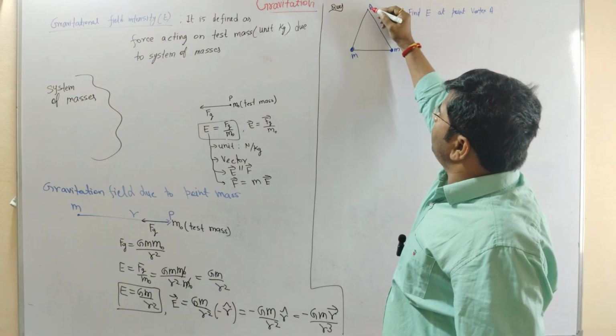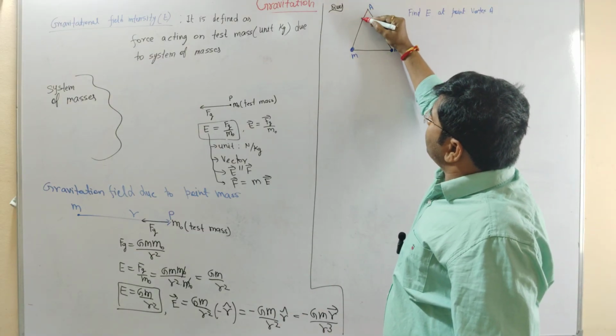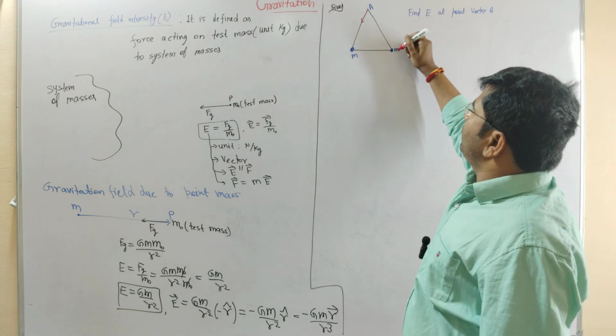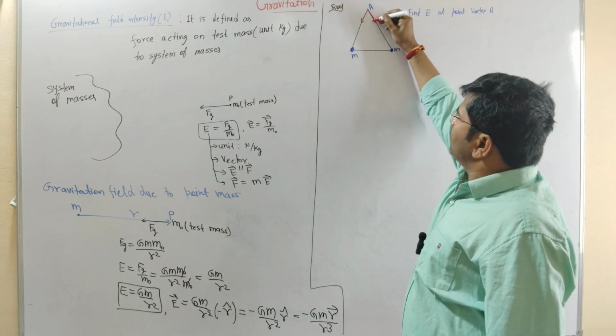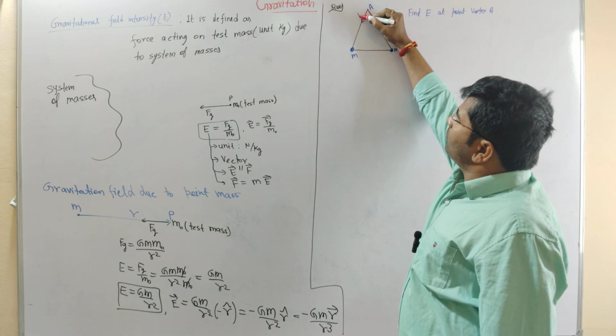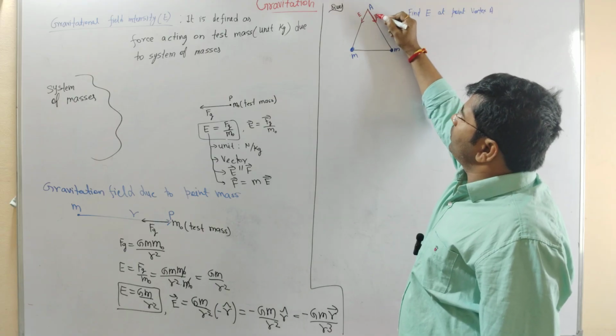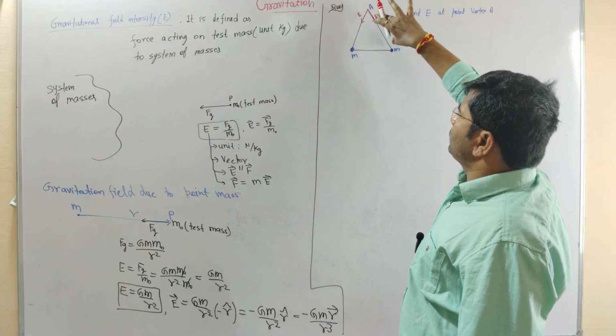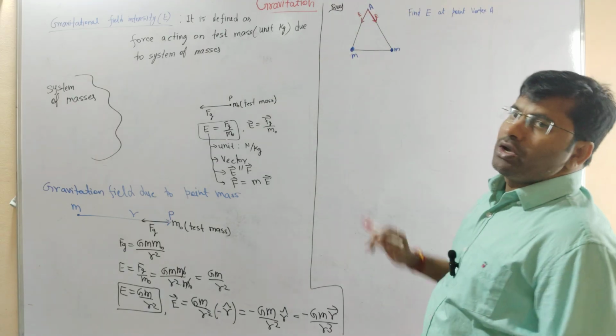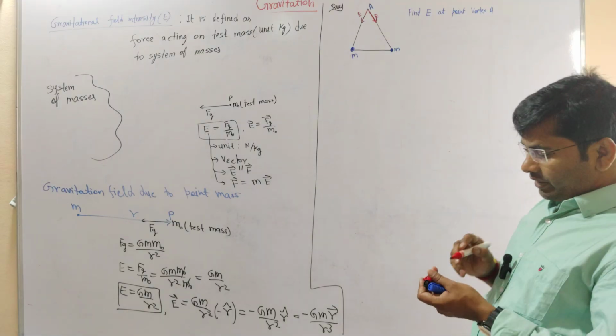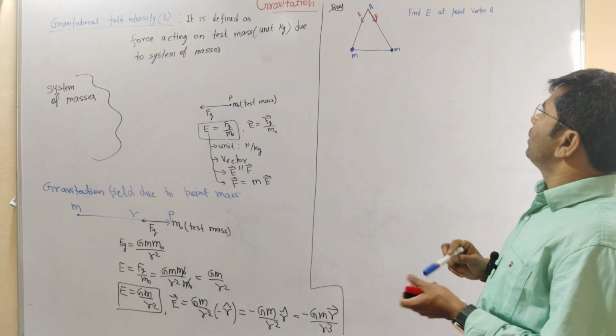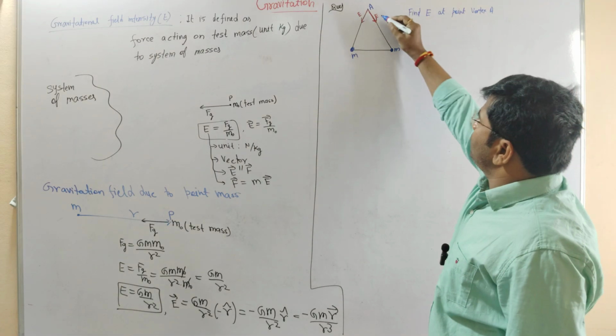This will apply a field, and this field will be attractive like this. Due to this, the field will be along this. Okay, so let's take this is the E value. This will also be the E value because of the same distance and same mass. So the value will be the same but the direction will be different. Okay, so here, what is this E value?